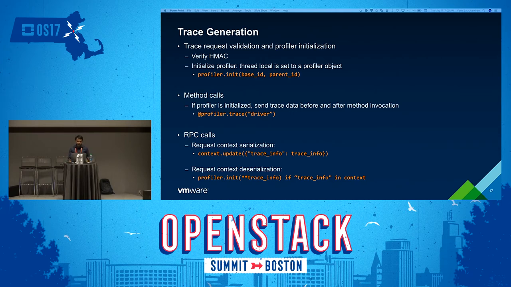Once we patch the class, it's capable of generating the trace element. Basically, it applies the decorator shown here, profiler.trace, to each method. Whenever method execution occurs, it generates a trace element before it enters and another trace element when it exits. For RPC calls, during request context serialization before making the RPC call, we construct a trace info dictionary with the current ID of the function and the base ID, which is the ID of the trace. During deserialization, we check if this trace info is set in the context. If it is set, we initialize the profiler with the base ID and the parent ID.